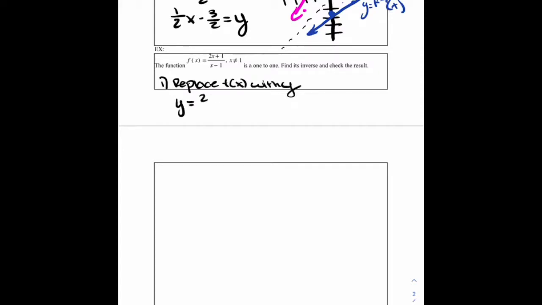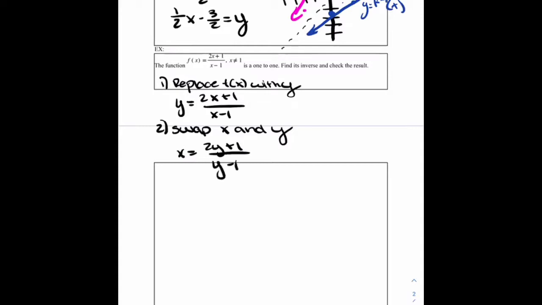So we have y equals 2x plus 1 over x minus 1. Step 2, we are going to swap x and y. So we now have x equals 2y plus 1 over y minus 1. Step 3, solve for y.